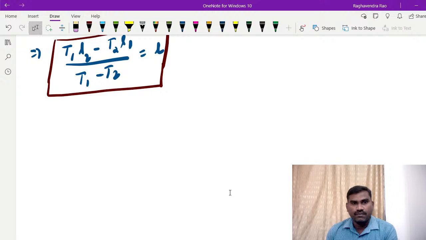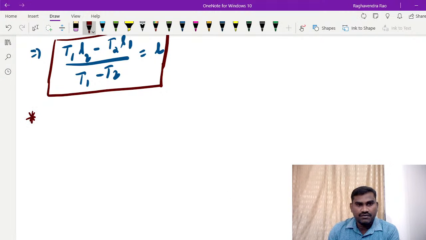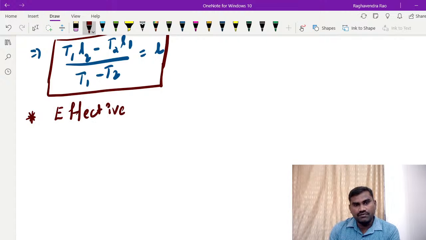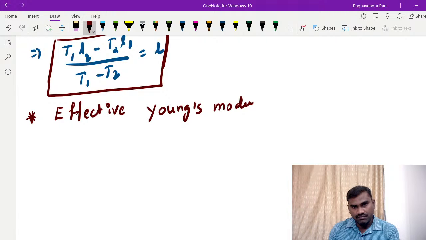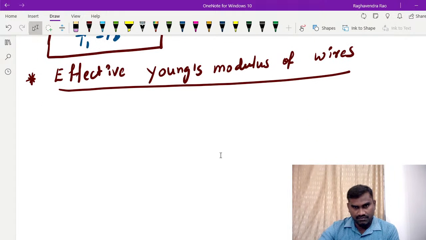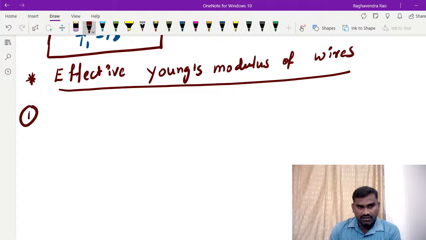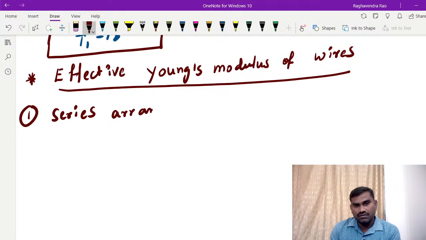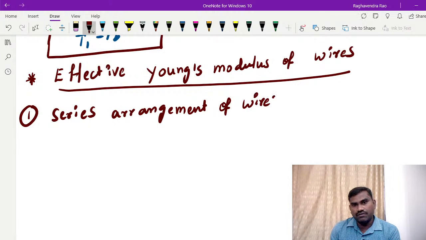Next, effective Young's modulus of wires. First one, series arrangement of wires.